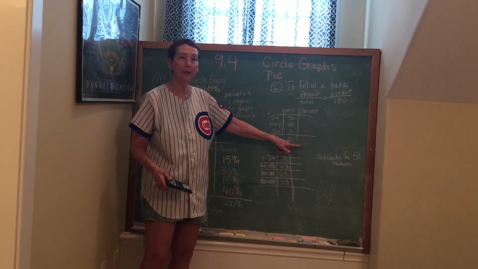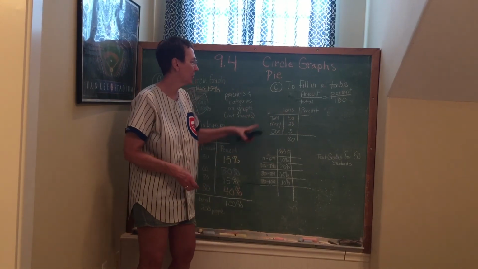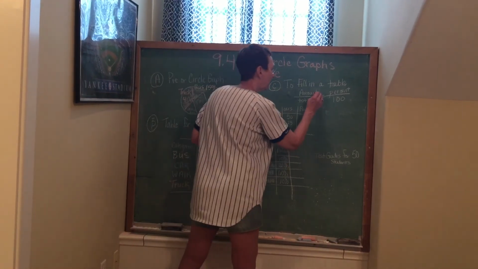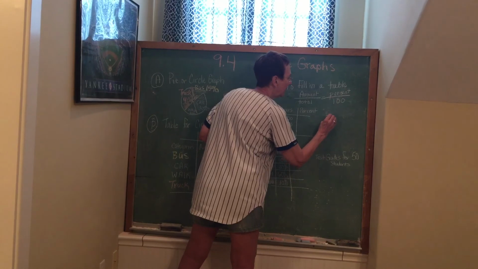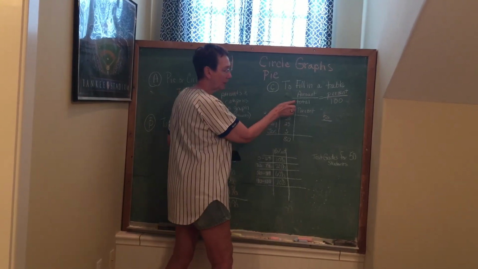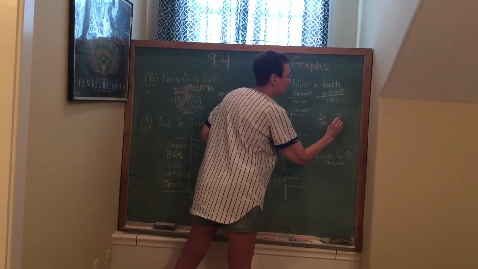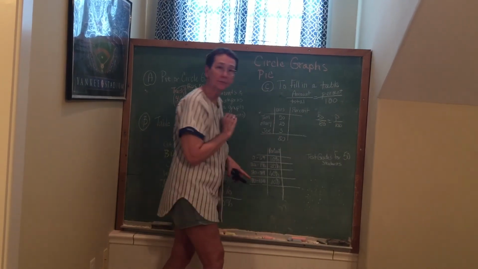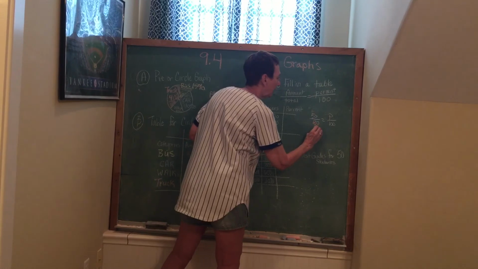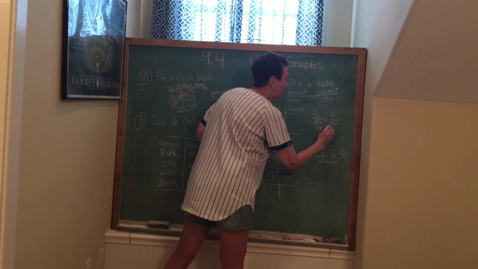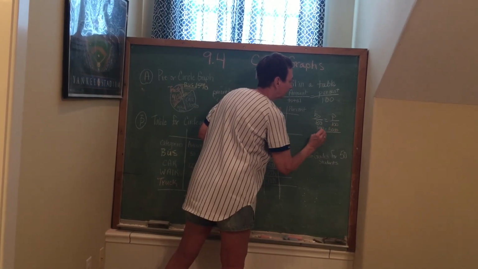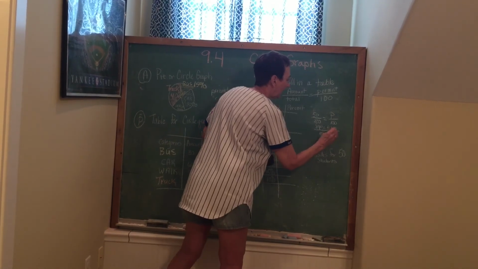Now, in order to find the percents, I'm going to set up proportions. So for Tom, the amount that he sold is 50, so I'd have 50 over the total, which was 80, and that would equal my percent over 100. And so I would do my cross multiplying. 80p would be equal to 5,000. Divide by 80.